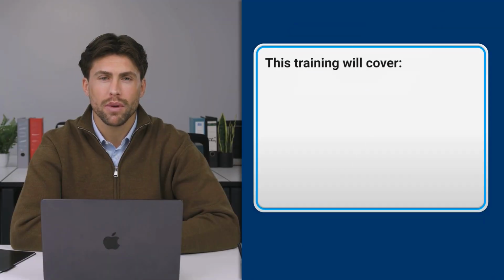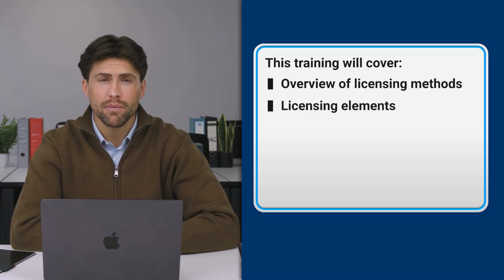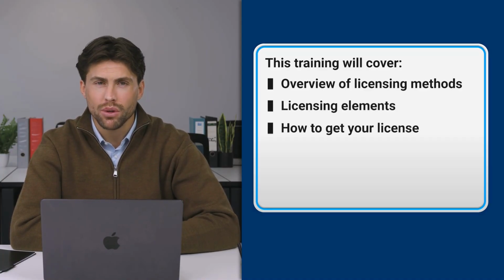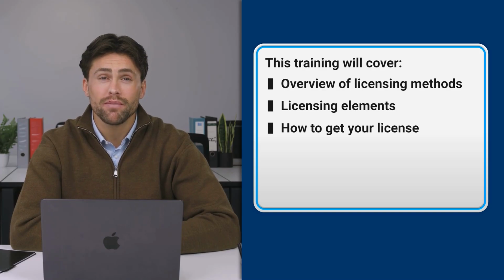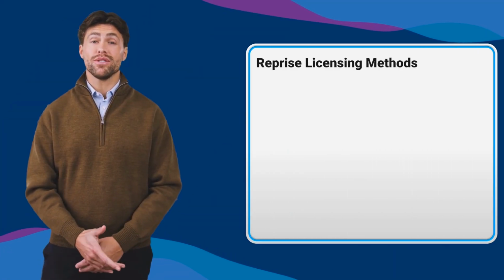Here are the subjects we'll be covering in this brief tutorial. We'll give you an overview of the licensing methods that you can choose from to best meet your needs. We'll look at a list of licensing elements and describe each element briefly. We'll go over how to get your license for each of those methods. We'll then look at how to choose the right licensing method for your needs. Let's get started. Let's look at the various Reprise licensing methods.